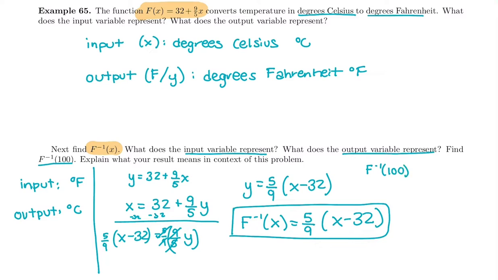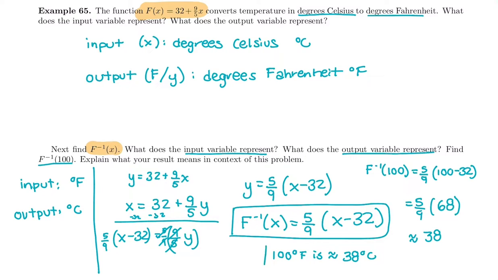The other thing we're asked for, so plugging in 100 into this, I would have 5/9 of 100 minus 32. So I have 5/9, 100 minus 32 would give me 68. And so I'm getting about 37.7, about 38 as my output. What does this mean? This means 100 degrees Fahrenheit is about 38 degrees Celsius. Because we're plugging in Fahrenheit, we plugged in 100 degrees Fahrenheit, and it's around 37.7, about 38 degrees Celsius.